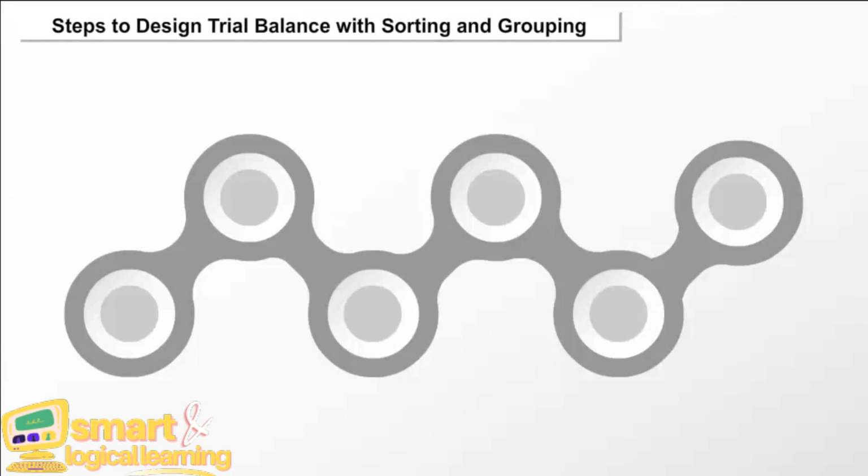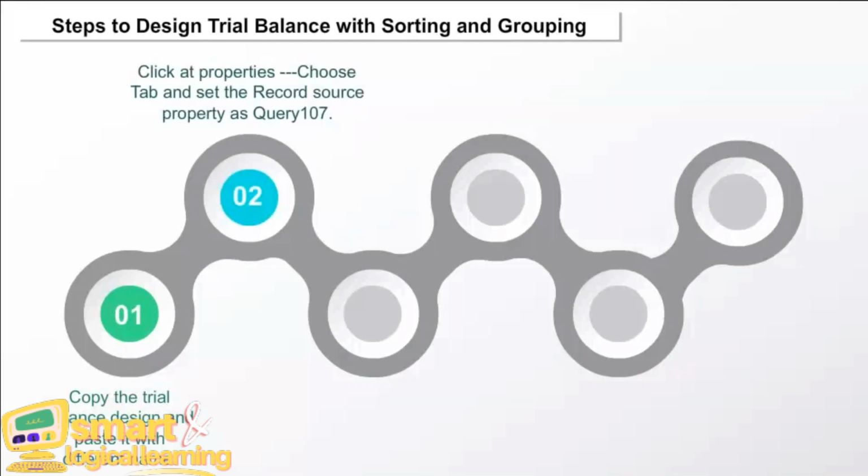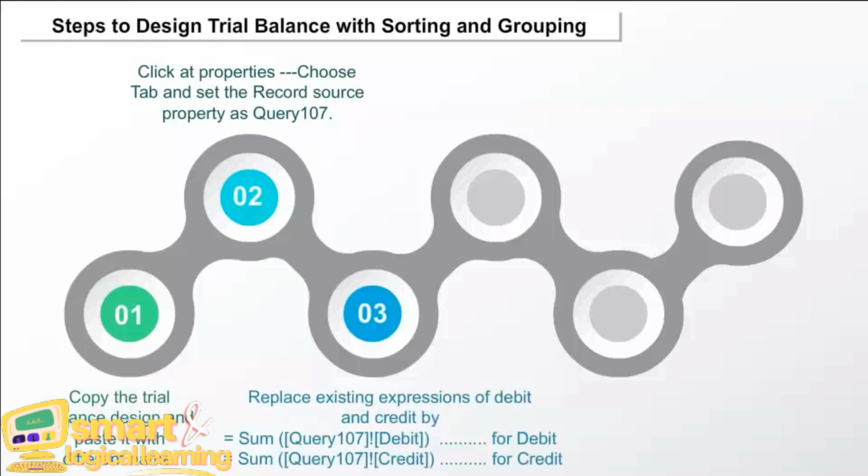Steps to design trial balance with sorting and grouping. Copy the trial balance design and paste it with different name. Click at Properties, choose Data tab, and set the Record Source property as Query 107. Replace existing expressions of debit and credit by given expression.